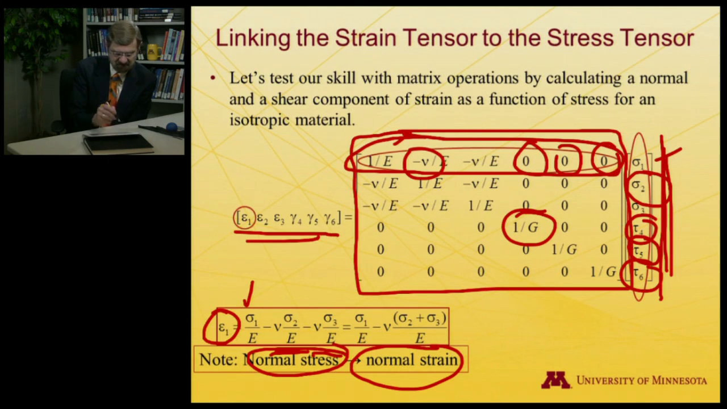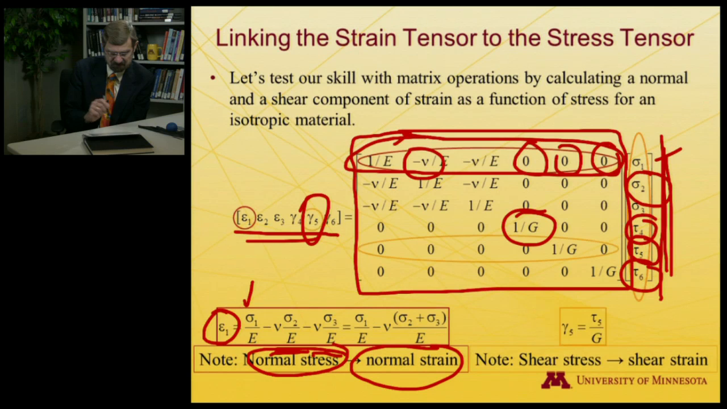Let's do one of the shear components in this strain vector. Let's calculate gamma 5, and we take the 5th row down in our compliance tensor, rotate it through 90 degrees, multiply it by the stress terms, and we end up with only one term that's non-zero, the term that arises from tau 5. Gamma 5 is just given by tau 5 divided by the shear modulus.